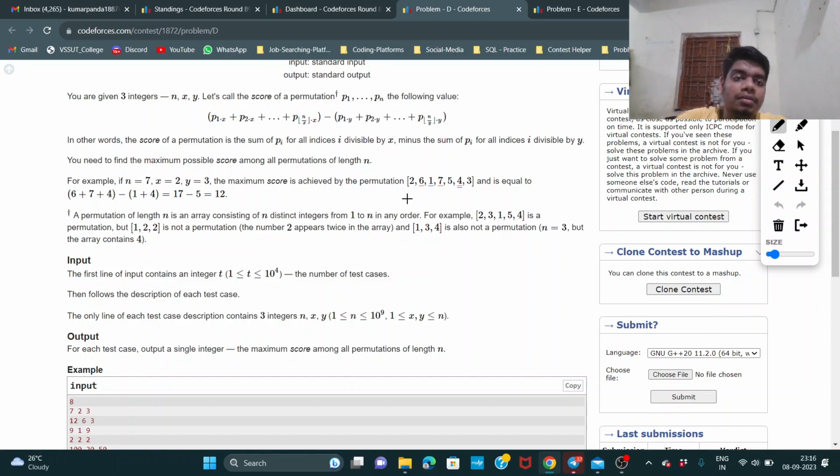So you are given three numbers n, x, and y. What you have to do is, in that permutation, you are also given two integers x and y, and just find the position. Let's understand this problem statement by taking an example.